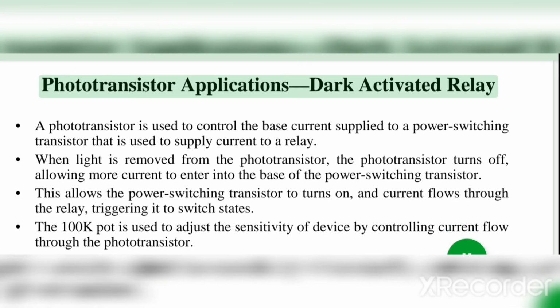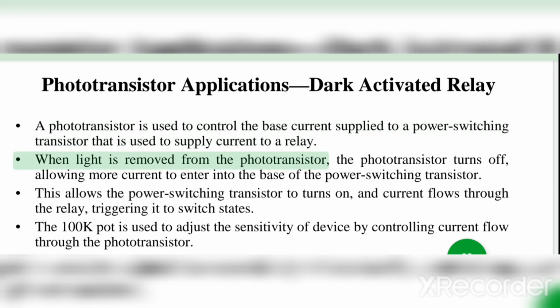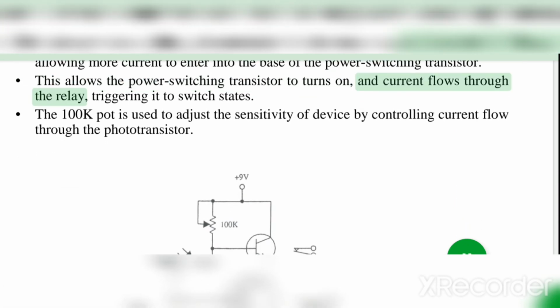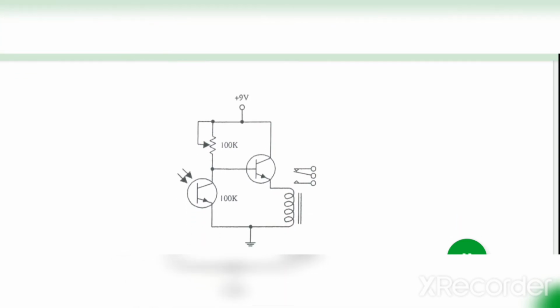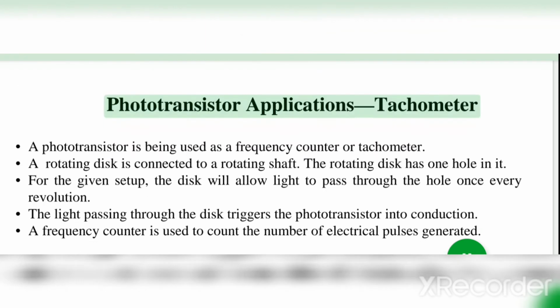Phototransistor applications. Dark-activated relay. A phototransistor is used to control the base current supplied to a power switching transistor that is used to supply current to a relay. When light is removed from the phototransistor, it turns off, allowing more current to enter into the base of the power switching transistor. This allows the power switching transistor to turn on, and current flows through the relay, triggering it to switch states. The 100K pot is used to adjust the sensitivity of the device by controlling current flow through the phototransistor.